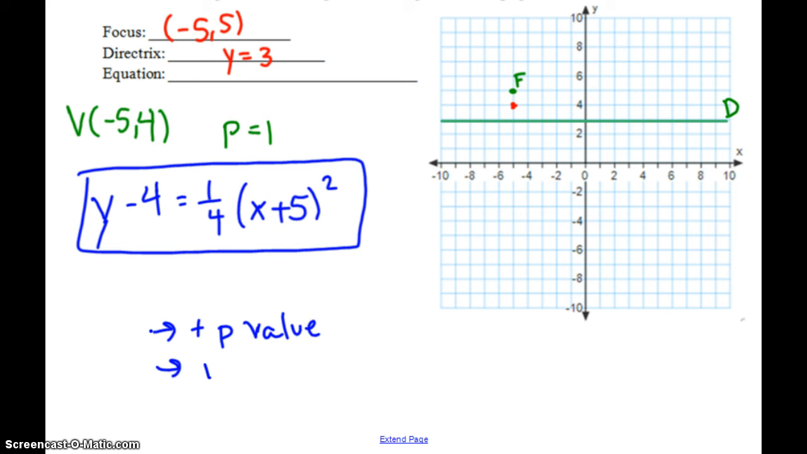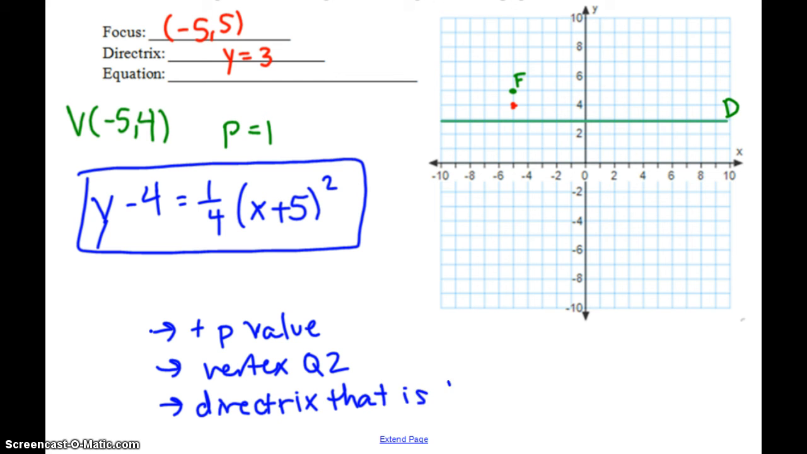You also need to look for a vertex in the quadrant 2. Okay, that would be over here. And then you would also need a directrix that's below the focus, that way it will open up. Okay? So then you could take the time and you can graph this. I've already done the points, so it's actually pretty much done. So I'll go ahead and graph that for you. Alright, so that would be our parabola with the focus and the directrix.